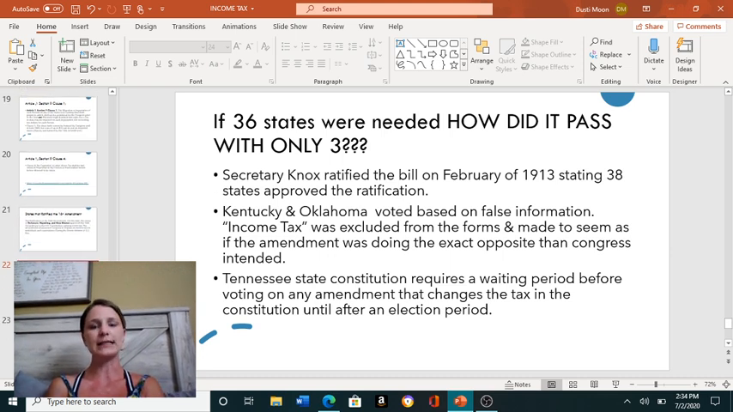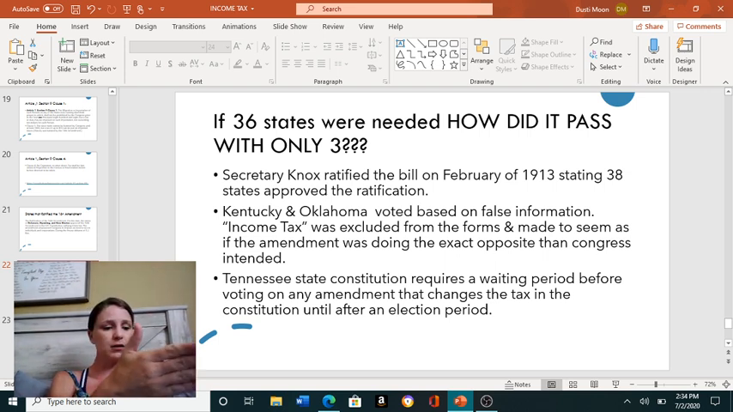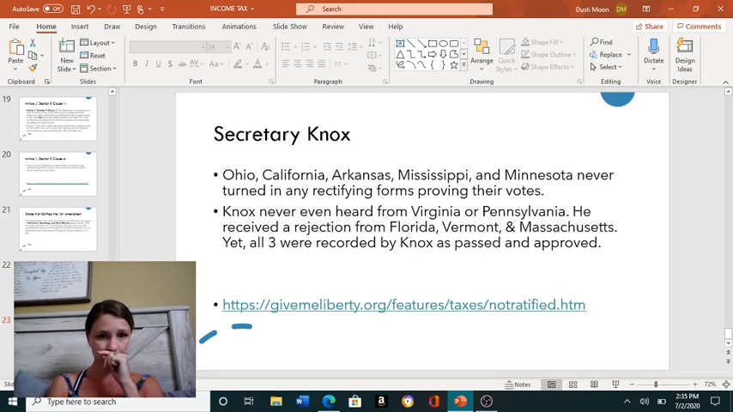Tennessee is not the only state constitution that requires that. I bet you, if I didn't look into it, because I didn't need to, I already proved it. But if you look into it, I guarantee you, and this is all provable, you can look at when it was announced, when Tennessee voted, and when they were supposed to vote. You can see all of that. So let's go to the next one.